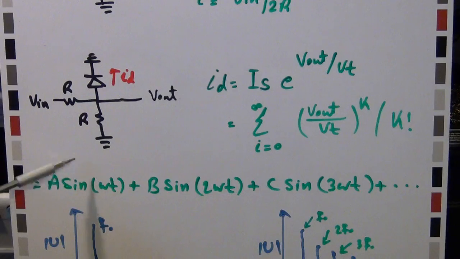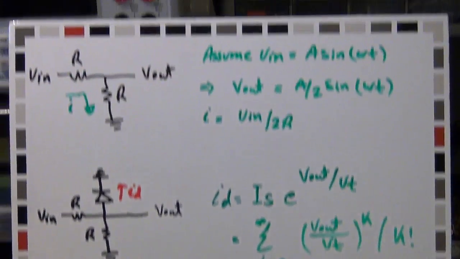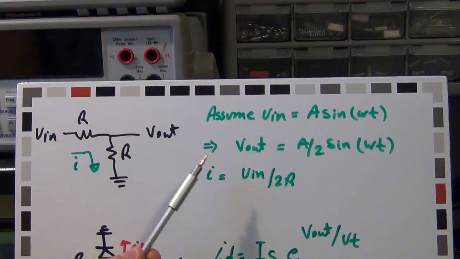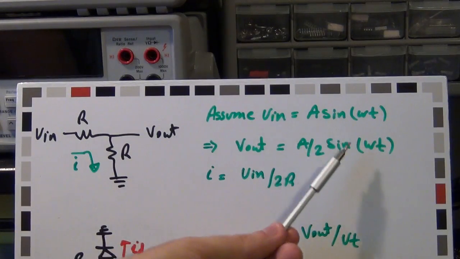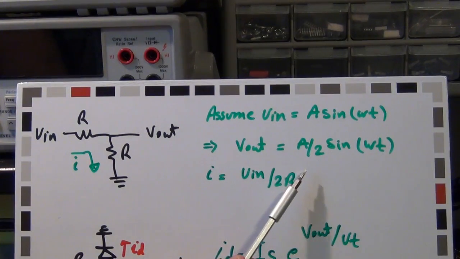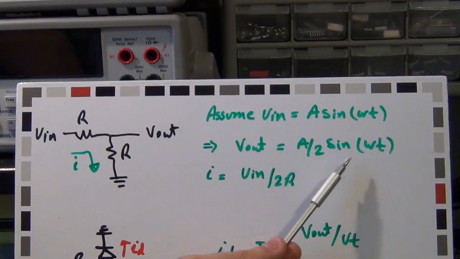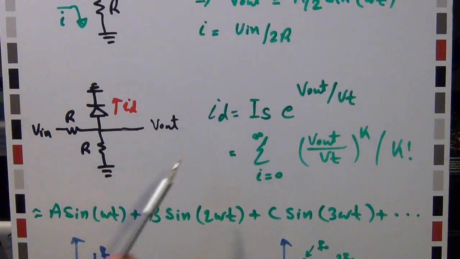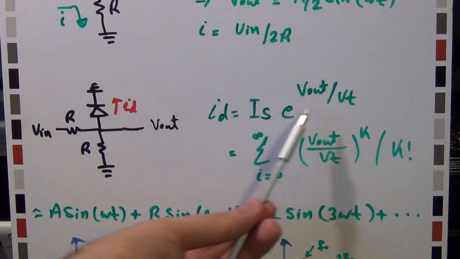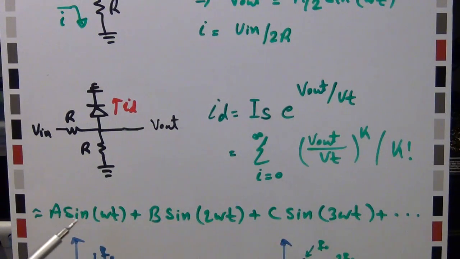So this tells us something very important. Unlike the circuit above, where the output had only one frequency content, the same frequency as the input at omega, the circuit with the diode, because of the nonlinear relationship between the I and the V of the diode, has frequency components not only at omega, the original frequency, but also at 2 omega, 3 omega, 4 omega, and so on.